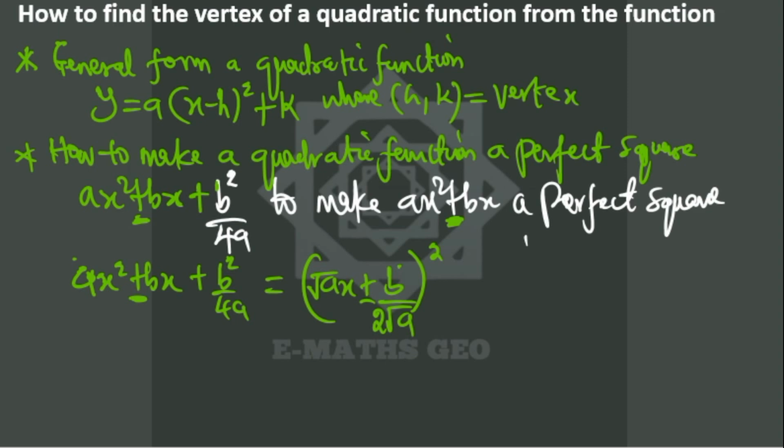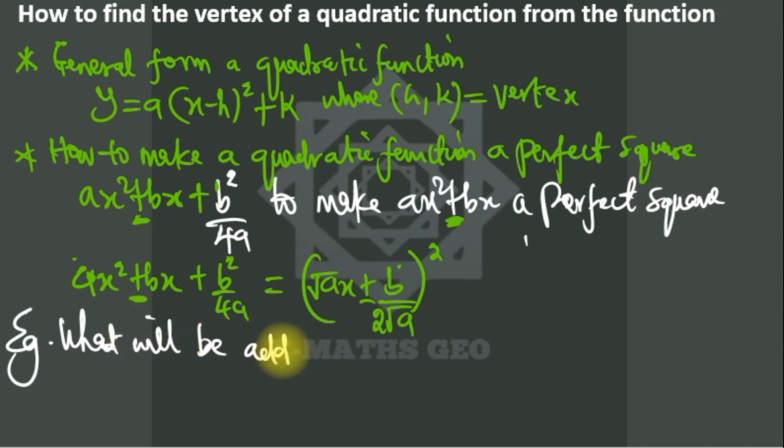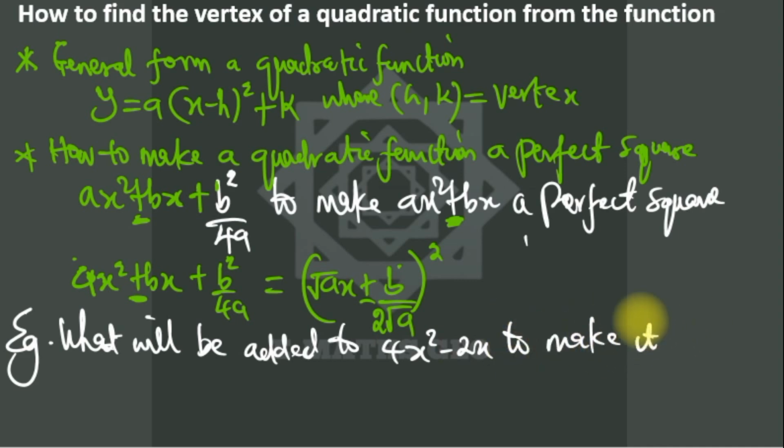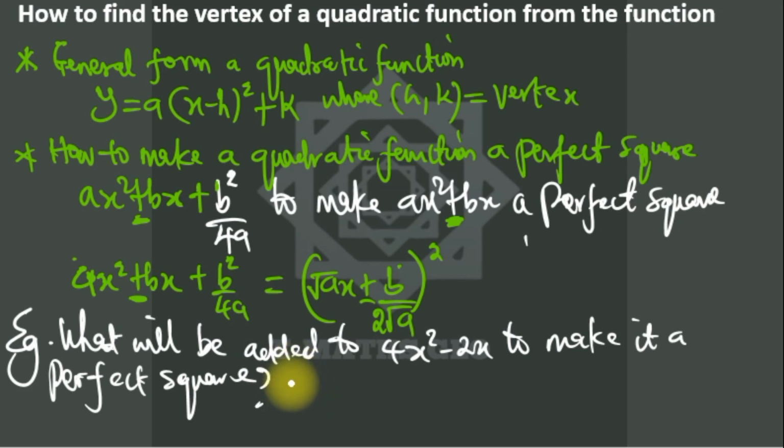So for example, someone asks you what will be added to maybe 4x squared minus 2x to make it a perfect square. So the answer: my b here is minus 2, so I'll add minus 2 all squared over 4 times 4.